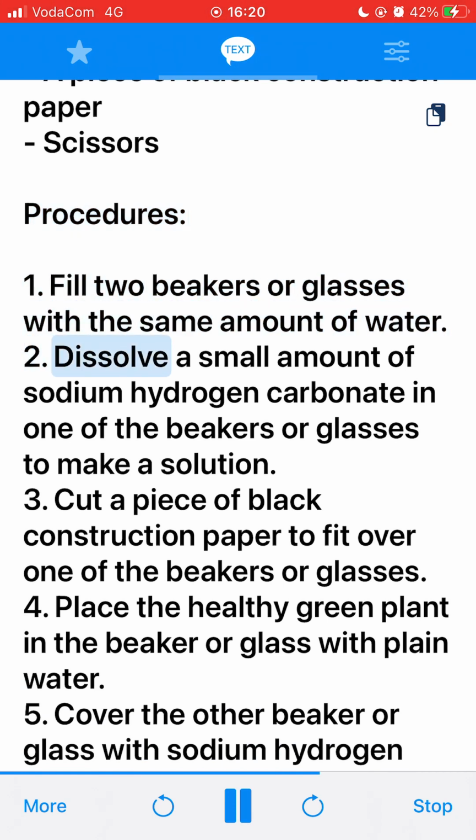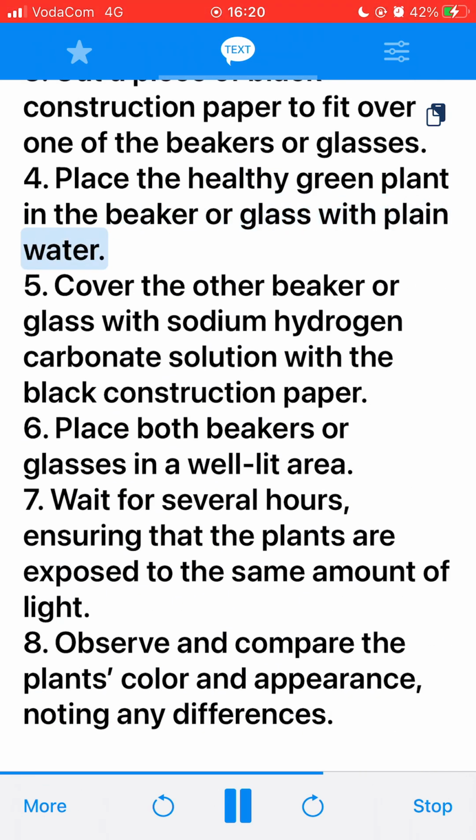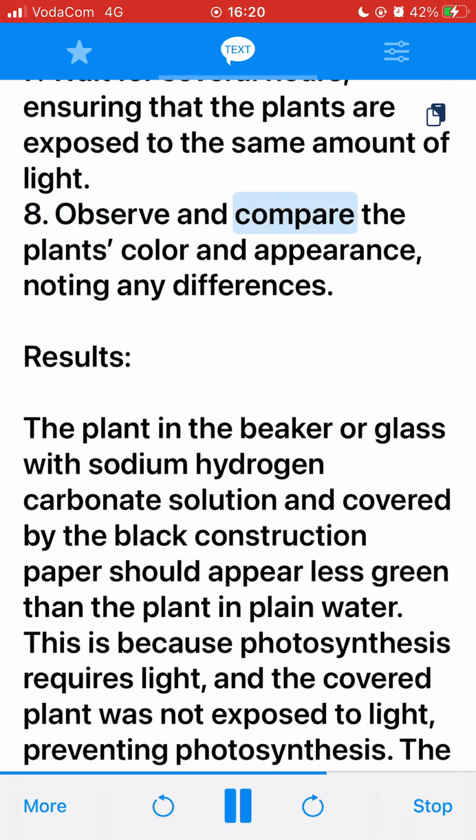Procedures. 1. Fill 2 beakers or glasses with the same amount of water. 2. Dissolve a small amount of sodium hydrogen carbonate in one of the beakers or glasses to make a solution. 3. Cut a piece of black construction paper to fit over one of the beakers or glasses. 4. Place the healthy green plant in the beaker or glass with plain water. 5. Cover the other beaker or glass with sodium hydrogen carbonate solution with the black construction paper. 6. Place both beakers or glasses in a well-lit area. 7. Wait for several hours, ensuring that the plants are exposed to the same amount of light. 8. Observe and compare the plant's color and appearance, noting any differences.